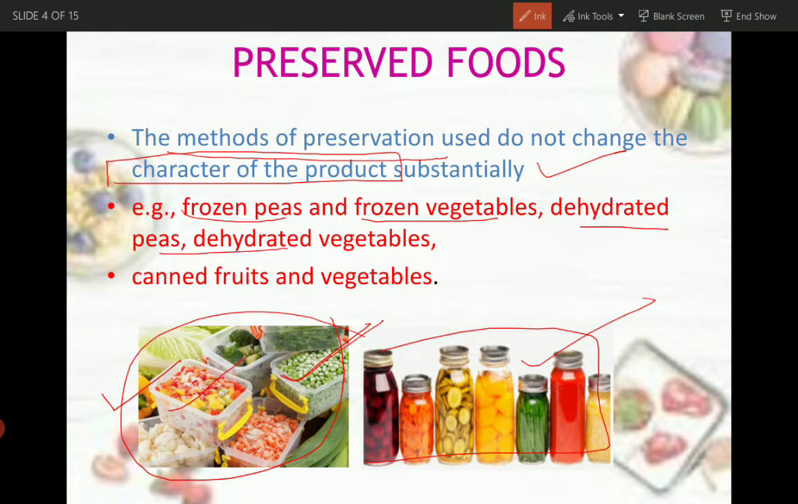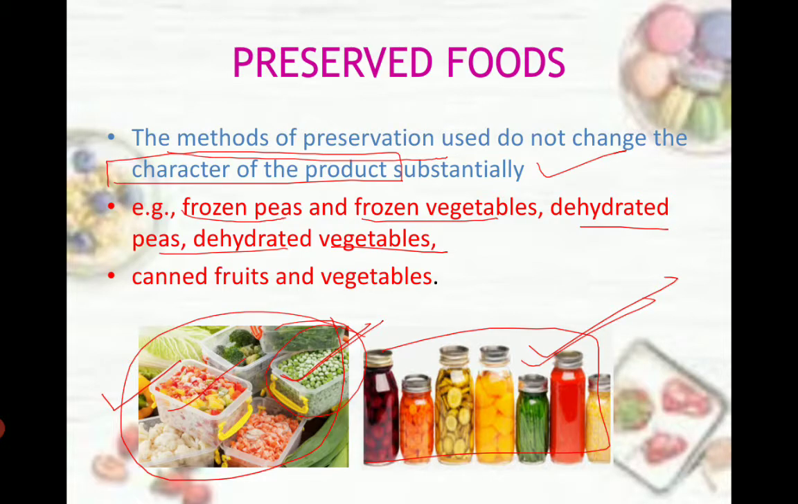For example, frozen peas, frozen vegetables, dehydrated peas. What is the difference between the two? Frozen peas are kept in the frozen state like this, and dehydrated ones are dried, the water content is removed. Dehydrated vegetables, canned fruits and vegetables like this. These are all preserved foods.